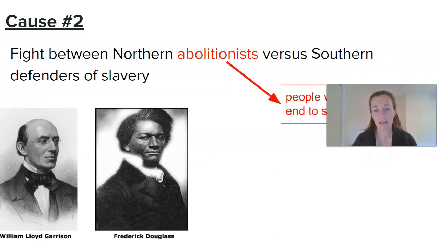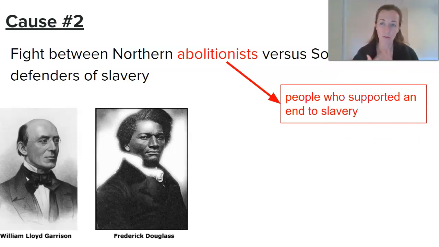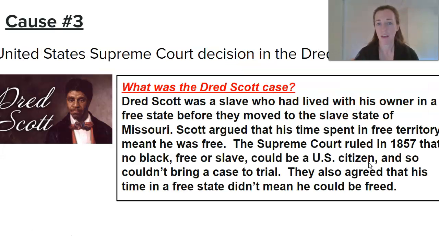Another cause related to slavery is a more emotional fight and more about the moral virtues or lack of virtues with slavery between Northern abolitionists like Frederick Douglass and William Lloyd Garrison, and then Southern defenders of slavery. Abolitionists, people who support an immediate end to slavery, and the people who are defending the institution in the South. The third cause is really a very specific case in the institution of slavery.